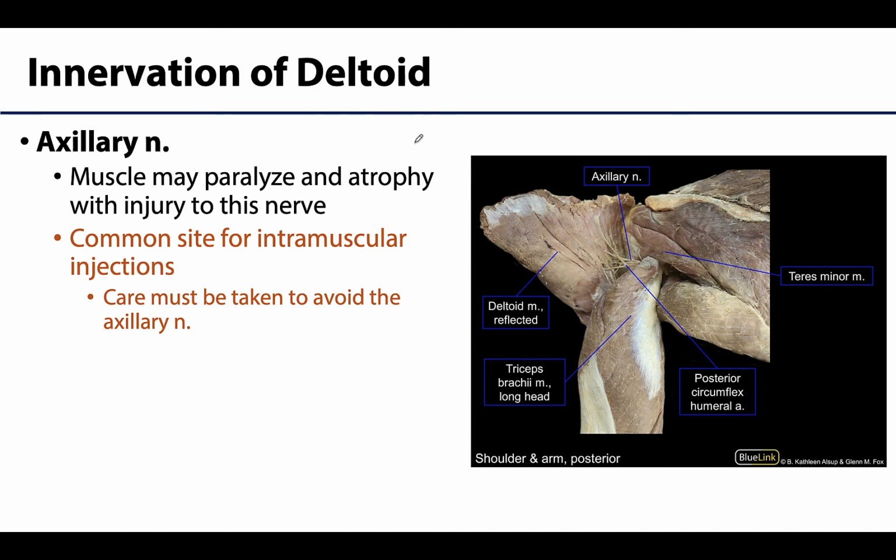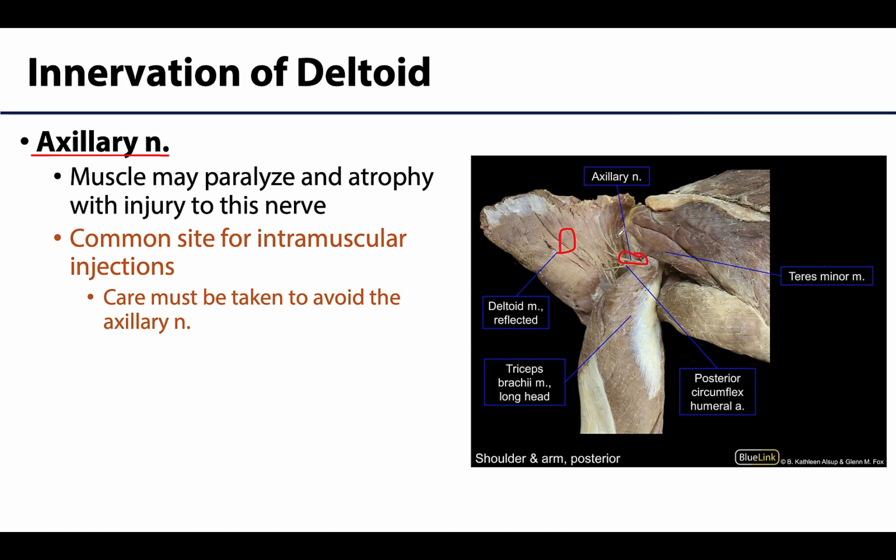Another important relationship we want you to walk away with is the fact that the deltoid muscle is innervated by the axillary nerve, so one of those terminal branches of the brachial plexus, and this nerve is located deep to the muscle. So you can see the deltoid muscle has been reflected, and you can see the axillary nerve right there. If there's an injury or damage to the axillary nerve, this can affect the deltoid muscle and potential for movements associated with that, and it can even lead to atrophy of the muscle if severely damaged.